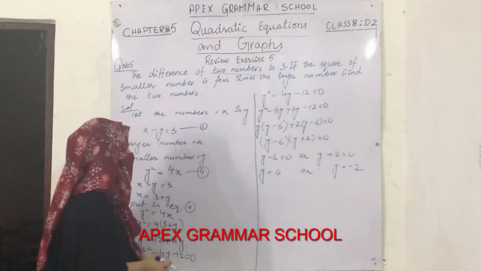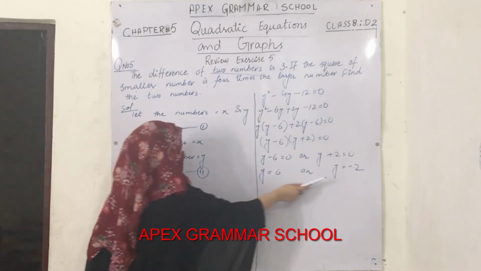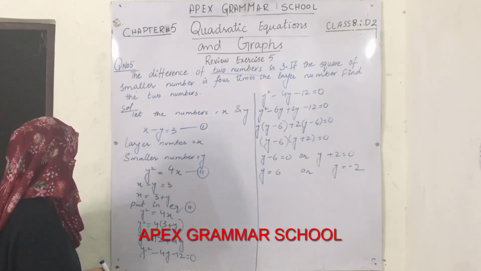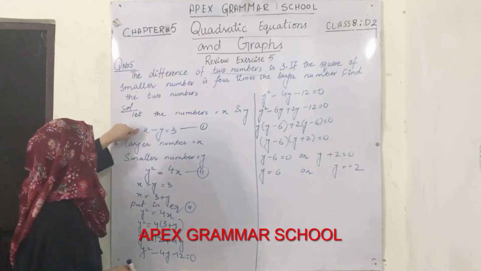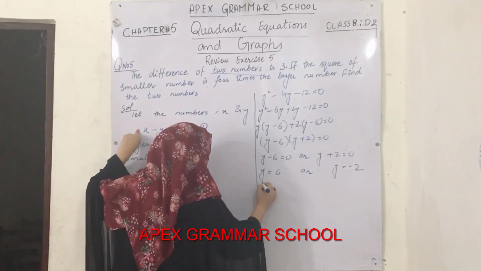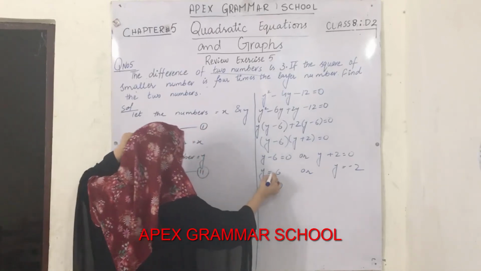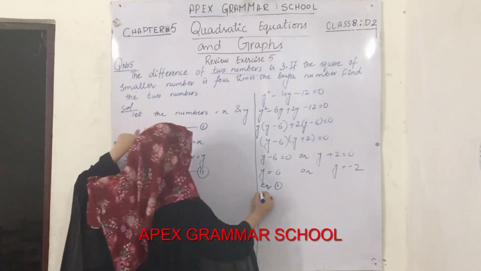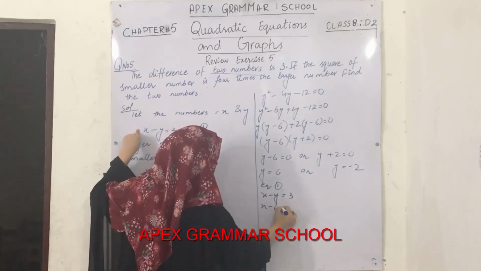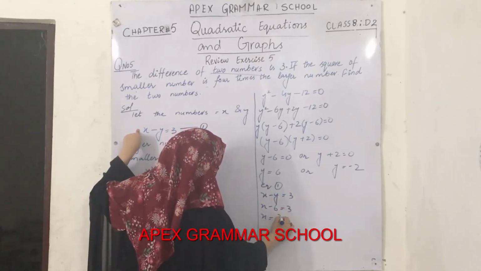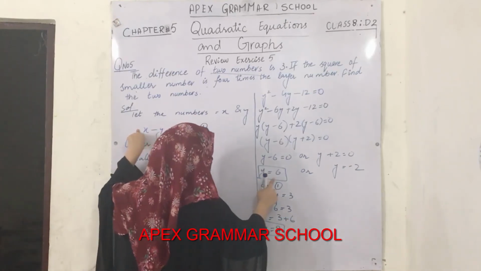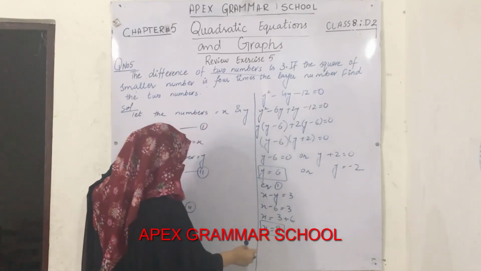So now we have two choices: we can take y as 6 or y as −2. I am going to use it in equation number 1. You can choose either of these, so I am going to choose the first one. If we take y as 6, x − y was 3, so x − 6 = 3, x = 3 + 6, x = 9. If we take y as 6, then the value of x comes to be 9.